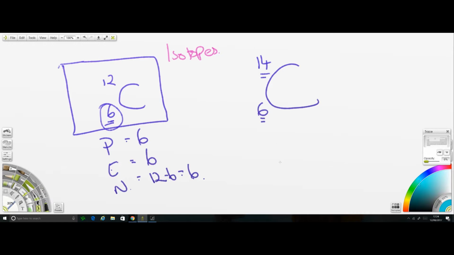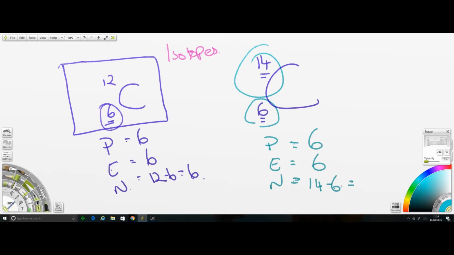Now let's work out the PEN for this isotope. So again, we've got 6 protons, we've got 6 electrons because it's from the bottom number again, remember. Now to work out the number of neutrons, we do this time 14, which is the top number, take away 6, which in this case is going to be 8. So this isotope has 8 neutrons, whereas this carbon has 6 neutrons. So how do we define an isotope now? So we need a definition for an isotope.